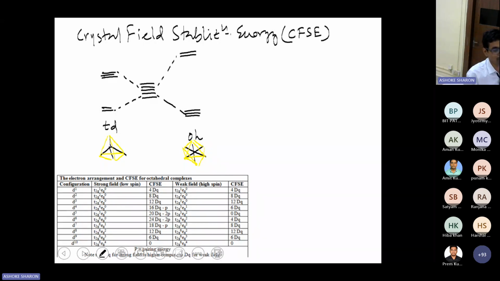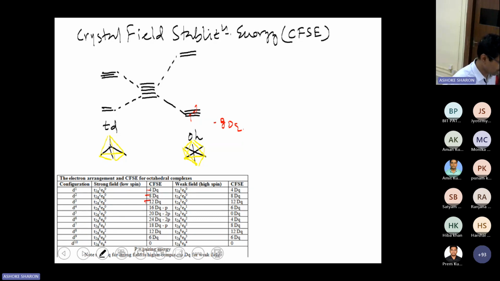So for the case of the octahedral one, I am putting the electron over there. So one electron means it is how much? We know this is 4 Dq for the octahedral, so this will be minus 4 Dq. For the second, with d2 electronic configuration, this will become minus 8 Dq. For the third, d3, minus 12 Dq. In this way it will be filled up.